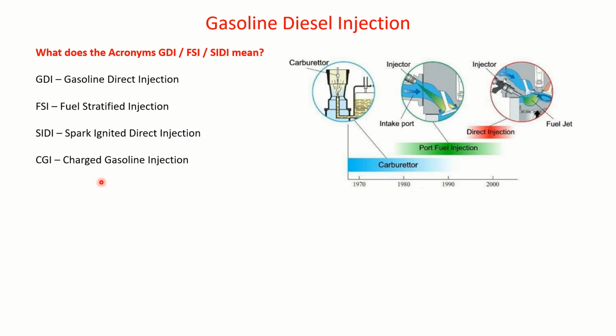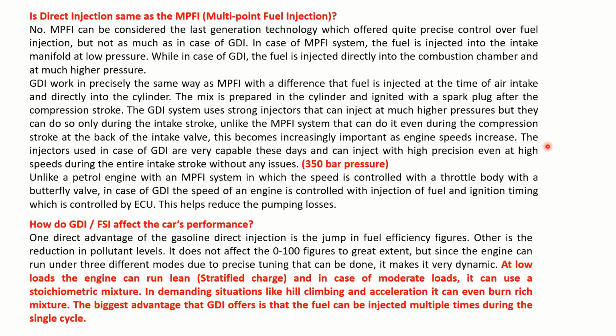So this has different names: GDI, gasoline direct injection, fuel stratified injection, spark ignited direct injection, charged gasoline direct injection, and all that. And this also shows how the technology progressed: carburetor, then came the port fuel injection. Nowadays we are talking about the direct injection system.